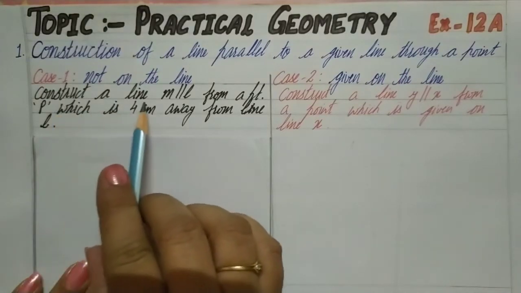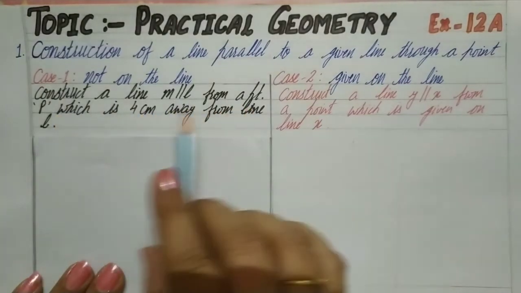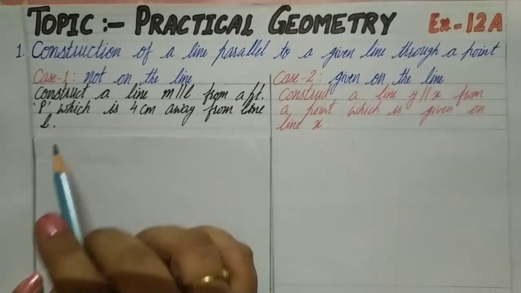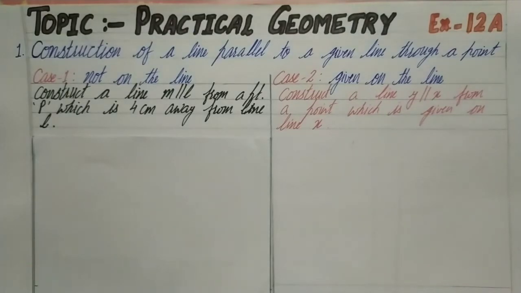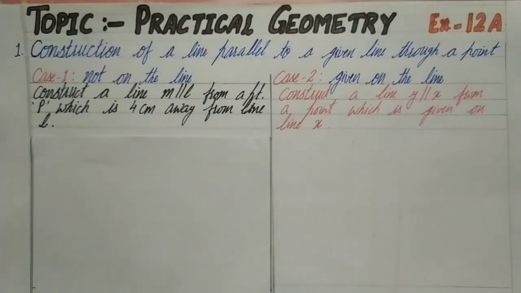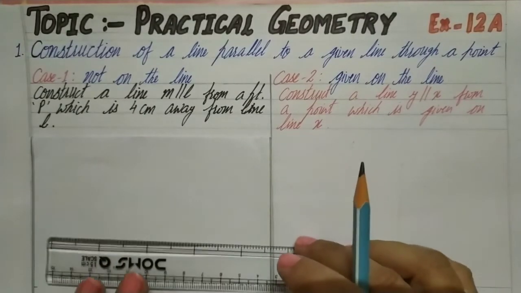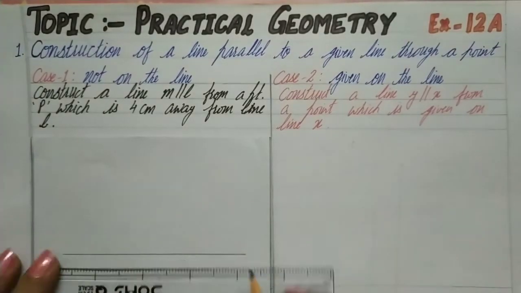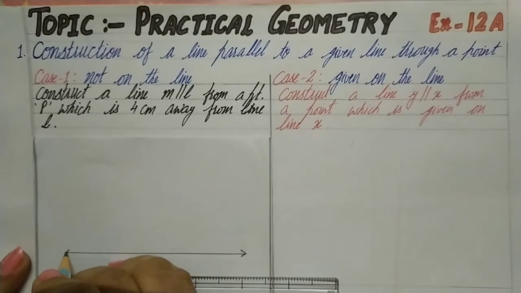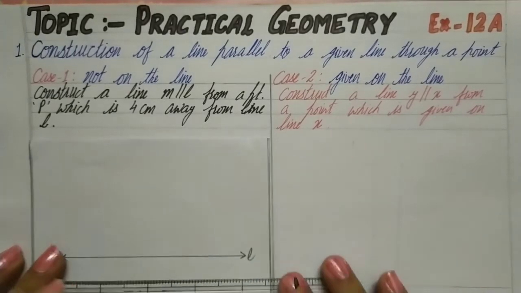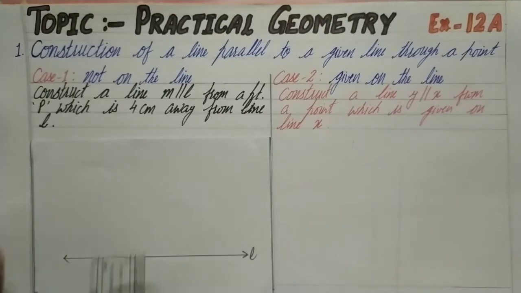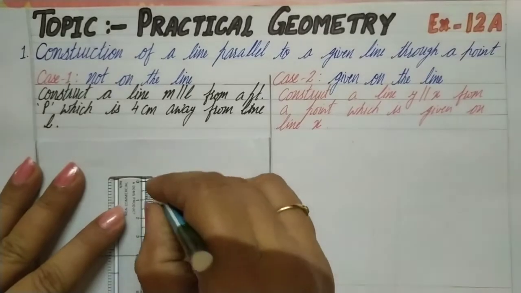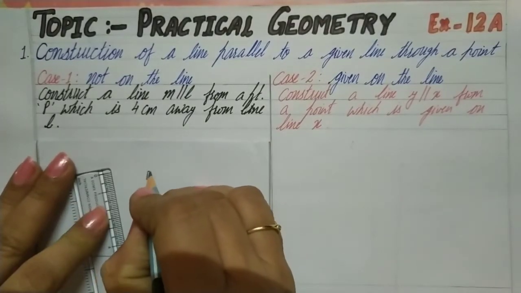Here we have to construct a line M parallel to L from a point P which is 4 cm away from line L. It means line L is already given. So first of all, draw this line L. Then mark a point P at a distance of 4 cm from this line and label it as P.